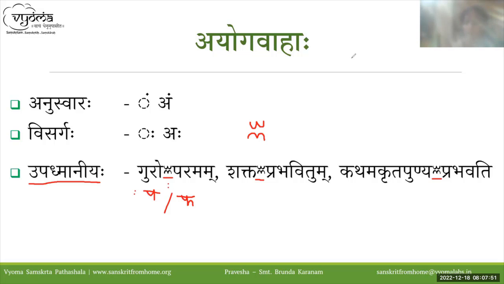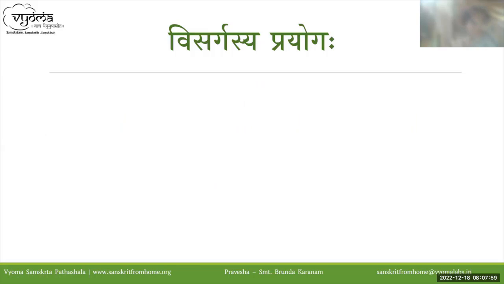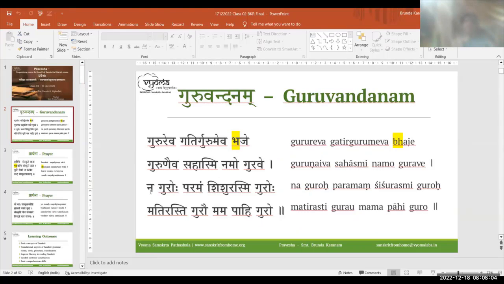So let us go back to that slide of Guru Vandanam. That's a very good example. Let me just go straight there. So look at the slide. If you see, Naguro Paramam. Here, you see a visarga followed by pa, right? So when we chant, we are not chanting Naguroho Paramam. We are not chanting the visarga completely. We are saying Naguro Paramam, right? So that is what is the upadhmaniya.